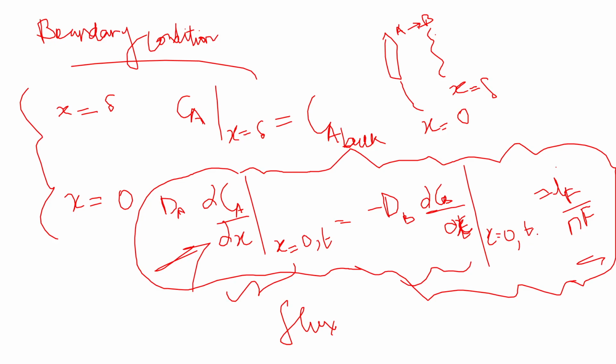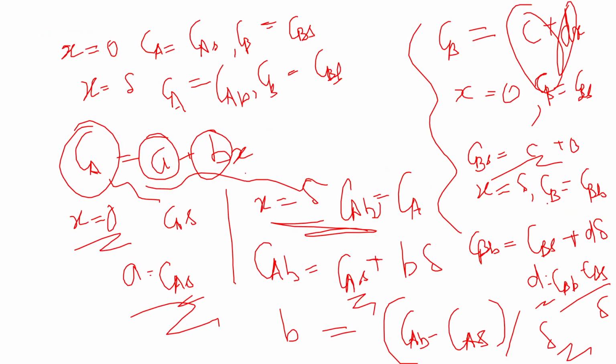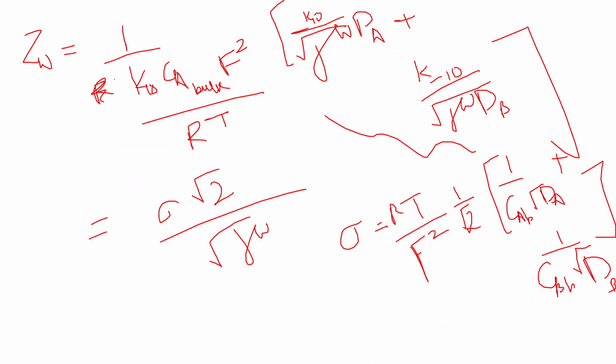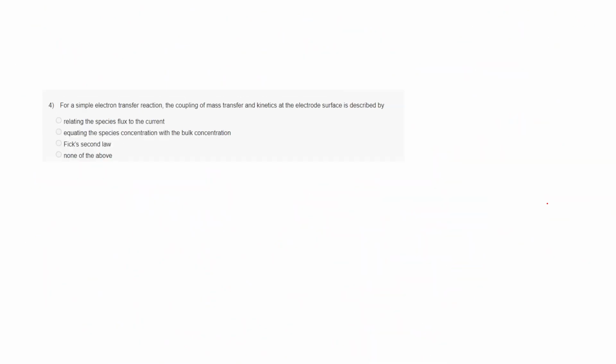At x equal to 0, T is equated to IF by NF. So that is the condition we are using to get the condition at the electrode-electrolyte interface. So that is a question. I hope that's clear. No, sorry, so this is the option. Is that clear?